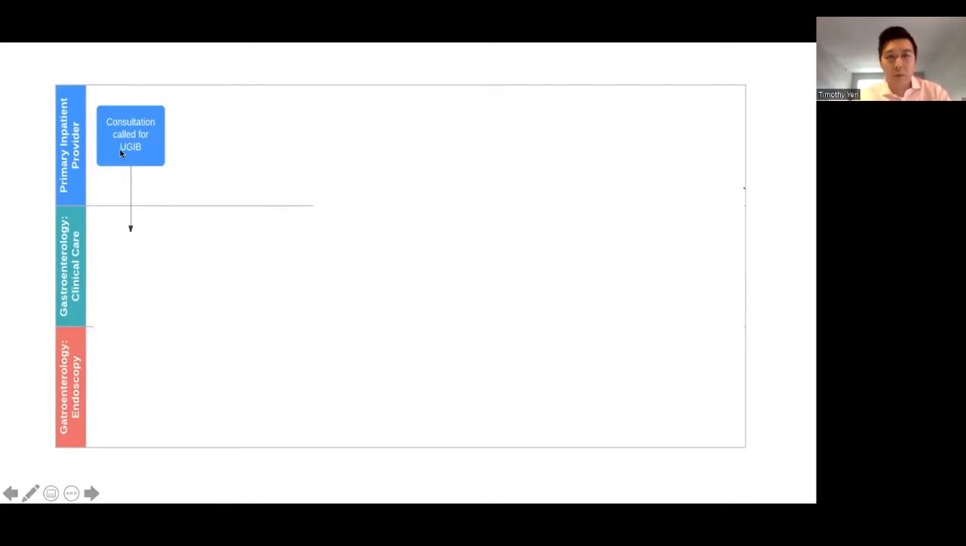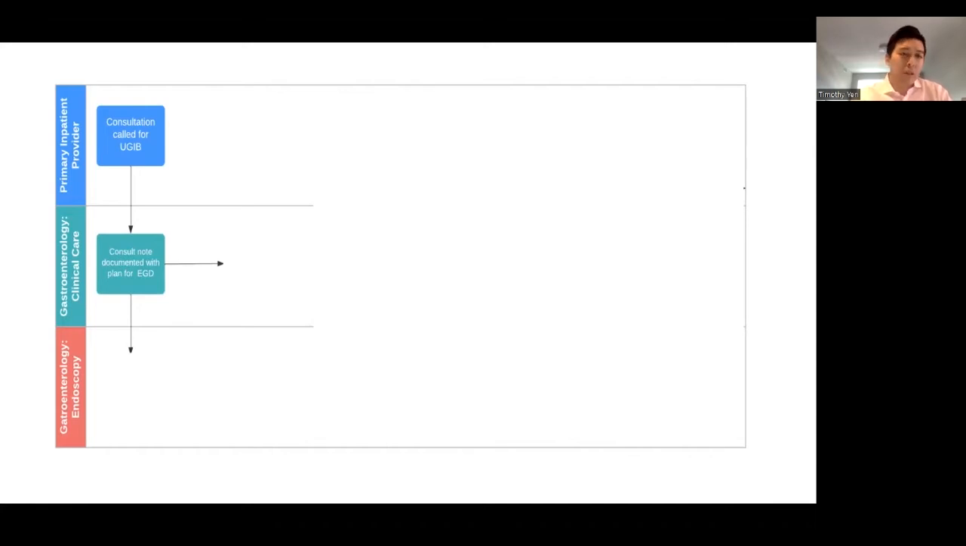So this first blue row really refers to the primary inpatient provider, whether that's medicine, family medicine, the intensive care units, surgery, etc. The second row has to do with what the gastroenterology consultants do in Epic in clinical care itself. And the third has to do with the endoscopic portion of it.